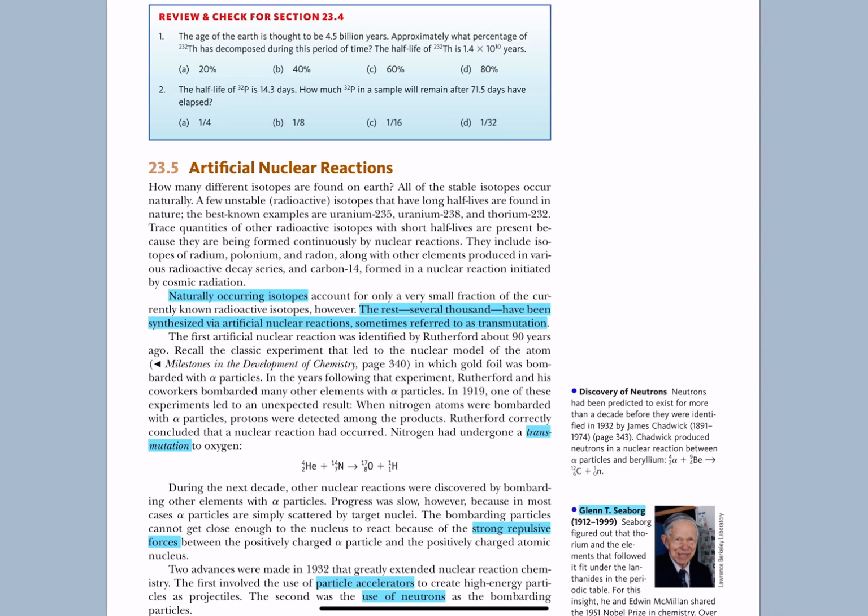There are many naturally occurring isotopes, and there are many isotopes that do not occur naturally that we have created by means of artificial nuclear reactions. In fact, we're now up to several thousand different kinds of nuclear reactions, and we have synthesized thousands of different types of radioactive isotopes. This process is often called transmutation, to mutate or across. In other words, to change from one type of nucleus to another type of nucleus.